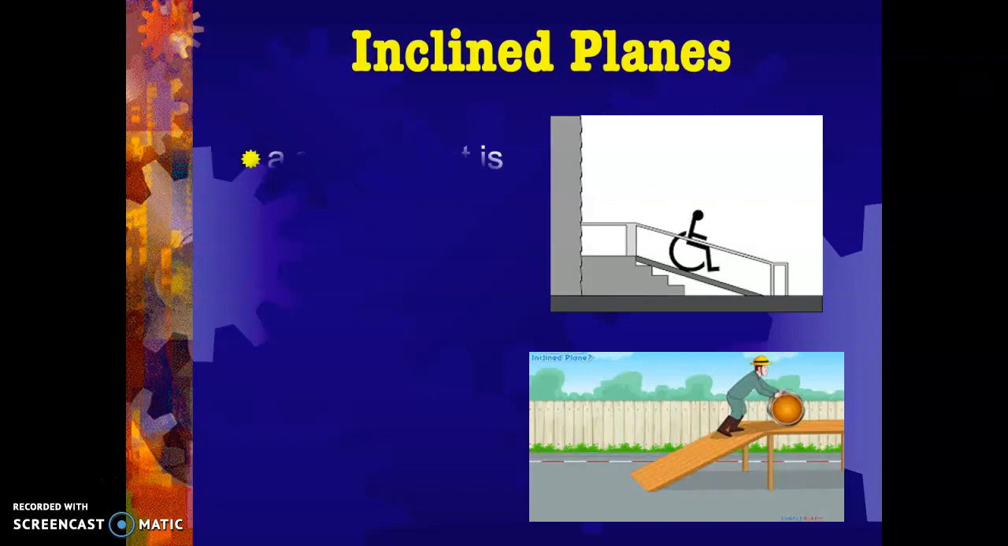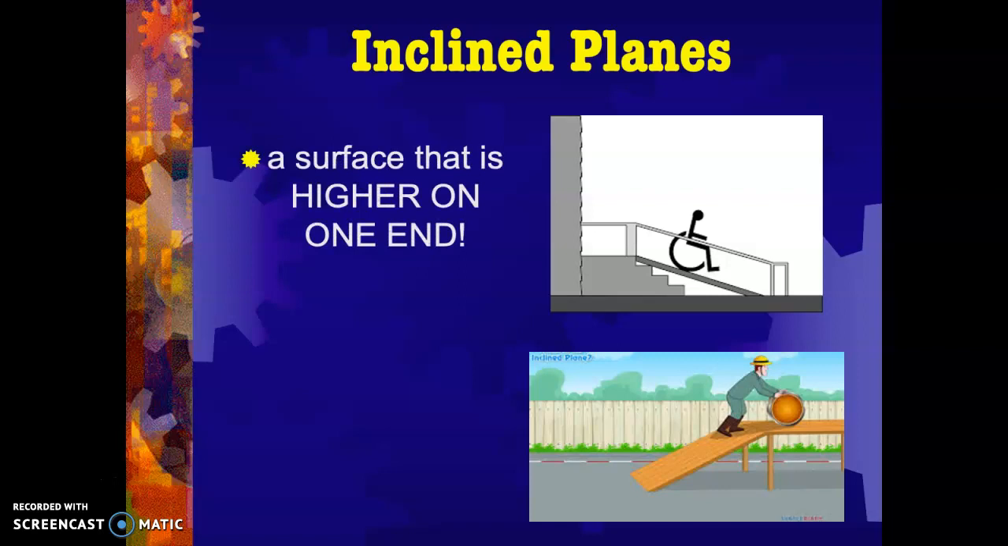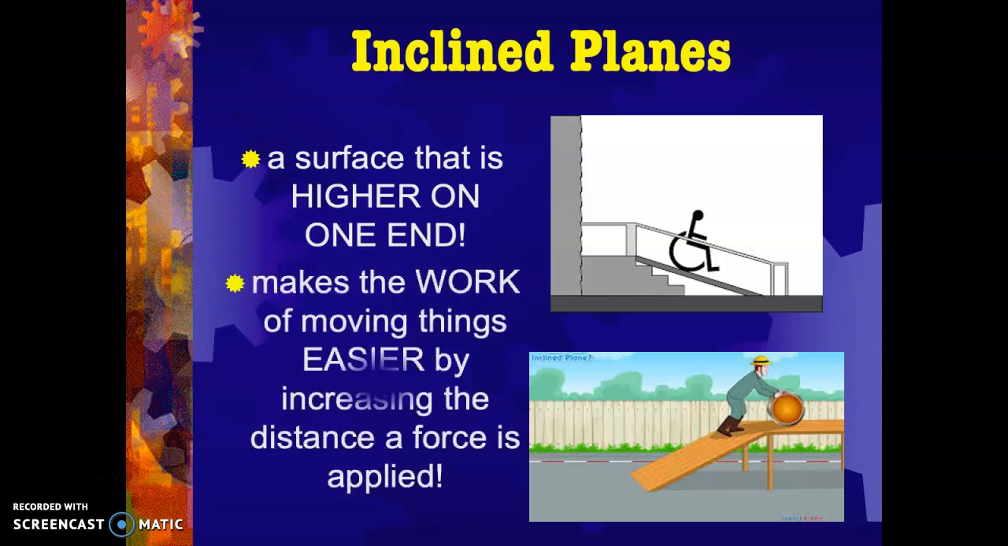Incline planes. What is an incline plane? A surface that is higher on one end than the other. All of you know what a ramp is. All of you already know what an incline plane is. So how does an incline plane work? It makes the work of moving things easier by increasing the distance a force is applied. By increasing the distance, you can apply less force, therefore makes your job easier.